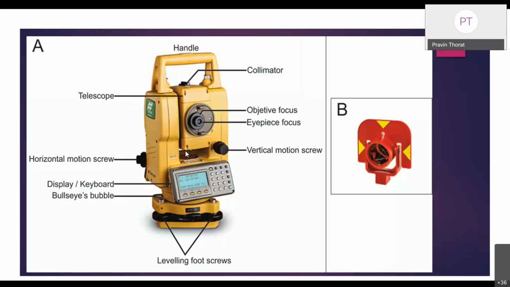Then we move towards the component parts of the total station. Some parts of the total station are visible from outside, seen by the naked eye, but some parts are inbuilt in the body of the total station. Some of the parts shown here are the handle. The use of the handle is to hold the total station properly. Then the collimator, the function of the collimator is to bisect approximately. Then the telescope, objective focus, eyepiece, horizontal motion screw, vertical motion screw. The video will be prepared and shown here.